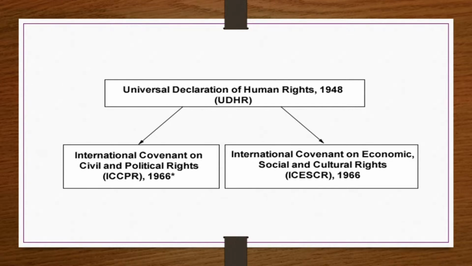In 1948, the Universal Declaration of Human Rights was adopted by the UN General Assembly as a result of the experience of the Second World War, and in 1966 they were turned into legally binding provisions by two covenants, which are the International Covenant on Civil and Political Rights and the International Covenant on Economic, Social, and Cultural Rights.